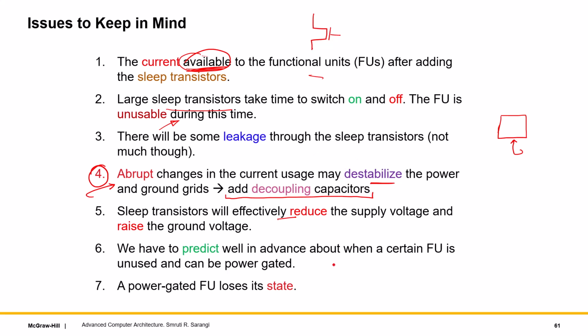Furthermore you have to predict in advance, similar to clock gating, but in this case you are predicting for a larger duration of time. And finally, when you power gate something, it loses its state. So you clearly don't want it to remember something that you would use later, because the moment you power gate, anything that you had stored is gone unless it is stored somewhere in memory.